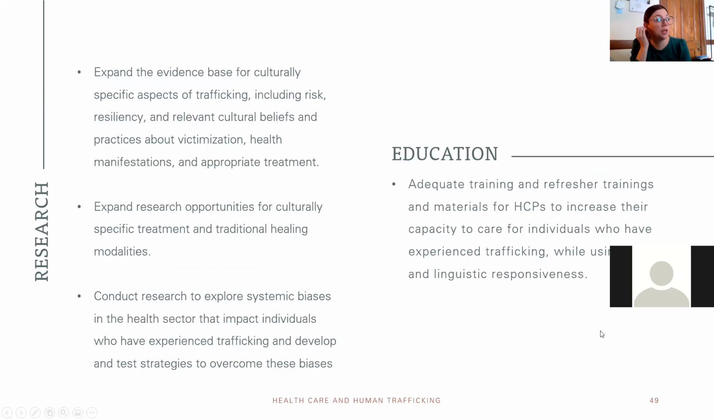Right, and looking at research, so expanding the evidence base for culturally specific aspects of trafficking, including risk, resiliency, and relevant cultural beliefs and practices about victimization, health manifestations, and appropriate treatments, right? What does it look like to have an evidence-based approach to all aspects of trafficking, to risk, to resiliency, to cultural beliefs? What does that look like in research, and how can it be implemented in your area?